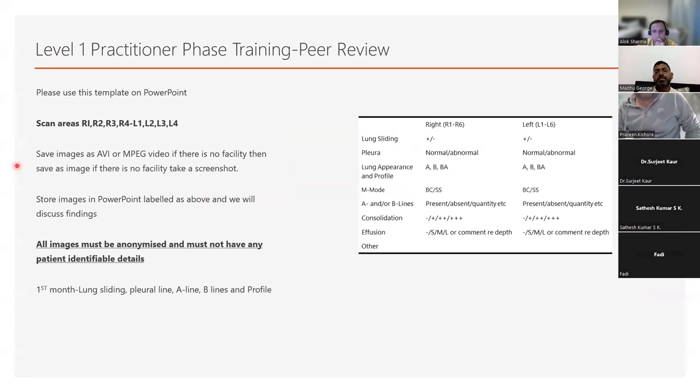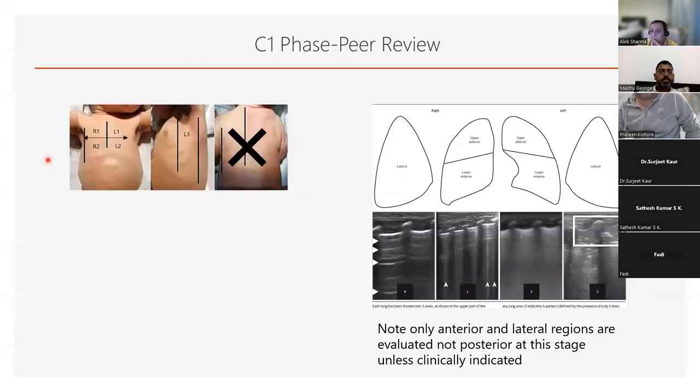Dr. Alok, you told that in peer review, you need only anterior and anterolateral scans. So does it mean R1, R2 and L1, L2? No. Anterolateral. So R1, R2 are anterior, L1, L2 are lateral. But you want R1, R2, R3, R4, L1, L2, L3, L4.